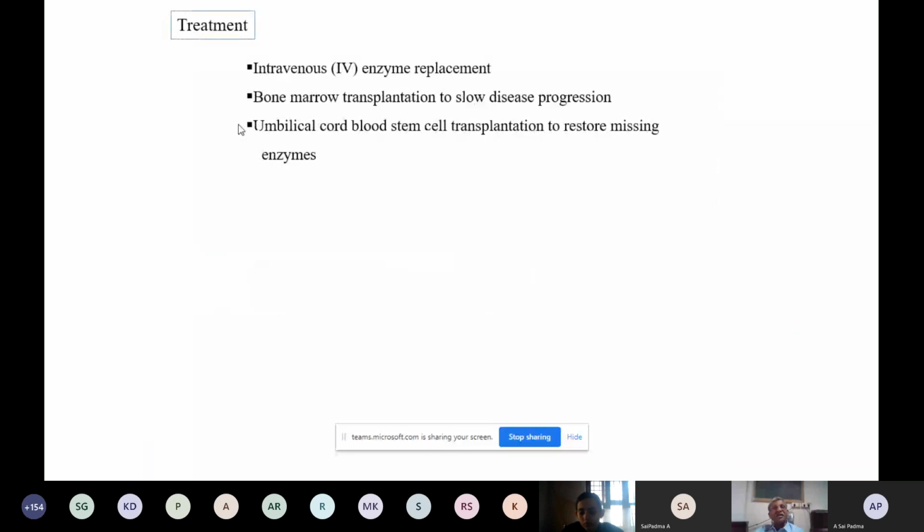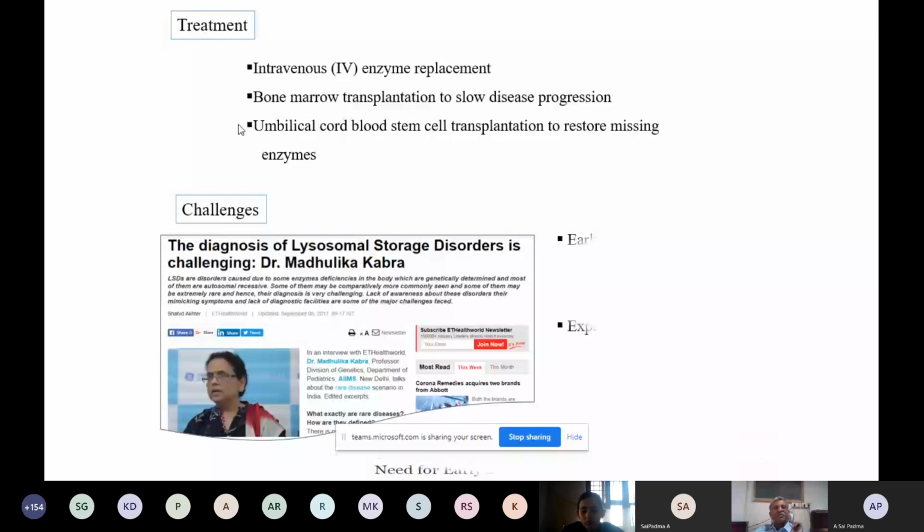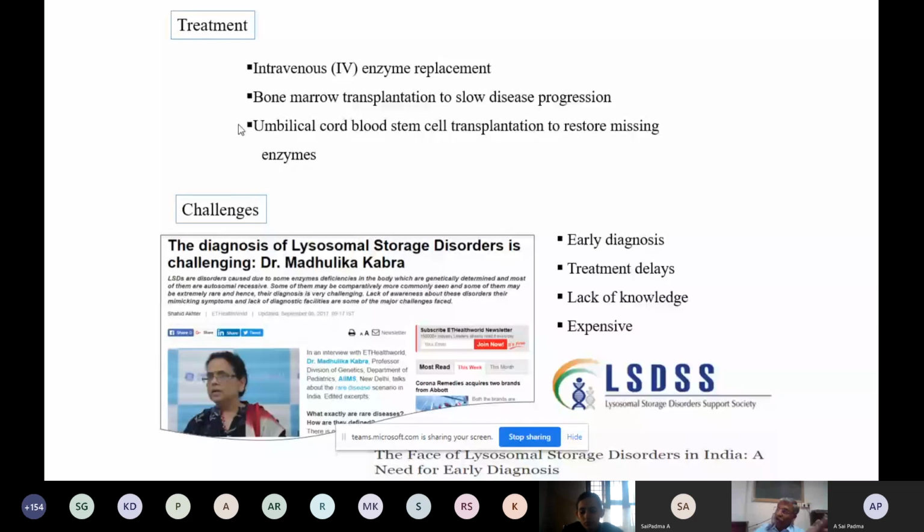Next slide, please. Now, the different types of treatments, and these are the major treatments that are known: intravenous enzyme replacement therapy, bone marrow transplantation to slow disease progression, and umbilical cord blood stem cell transplant to restore missing enzymes. These are all different types of therapies that are available, and the nanoparticle-based approach could be an alternate therapy which could be effectively used in future.